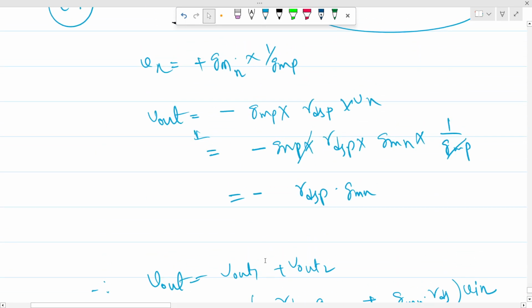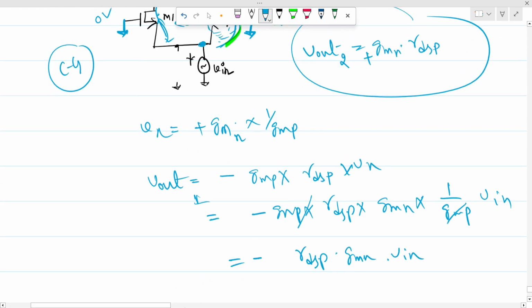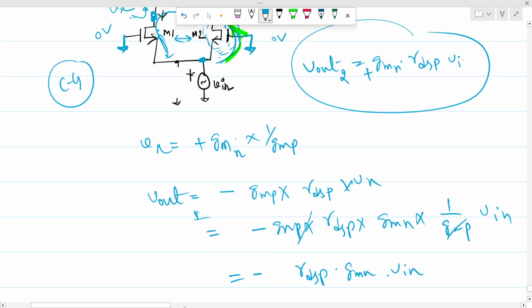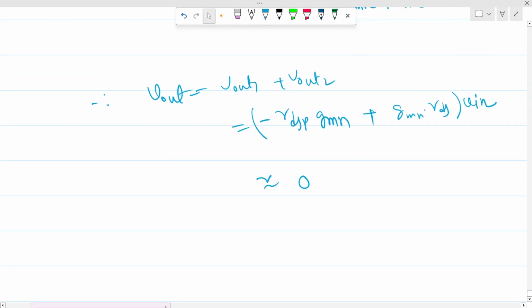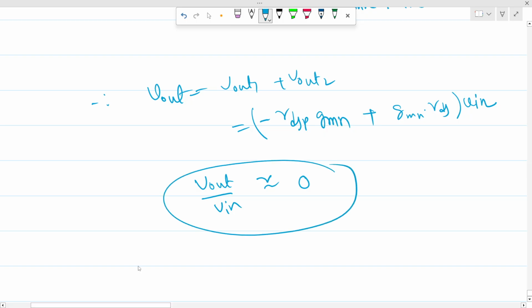So this was the gain. So it will be Vx. It will be V in, okay? So here will be V in as well, okay? Because this is the output voltage, not the gain. So now we can see, V out by V in is 0, okay? Now, this is the final answer, okay?